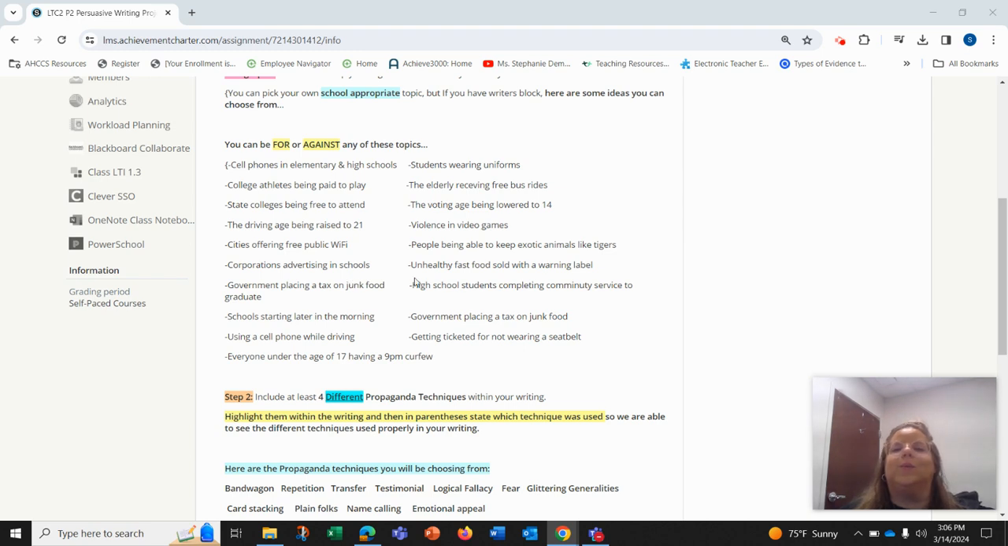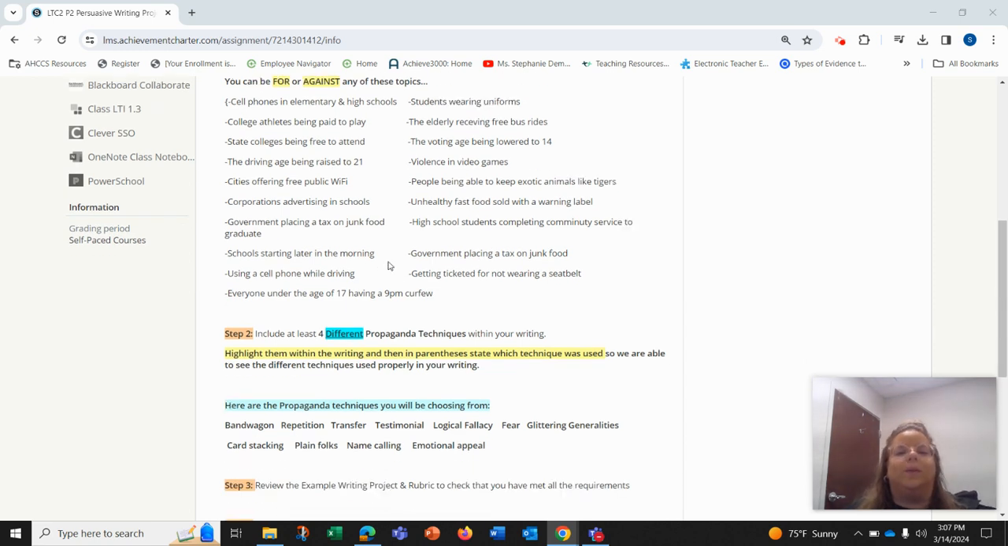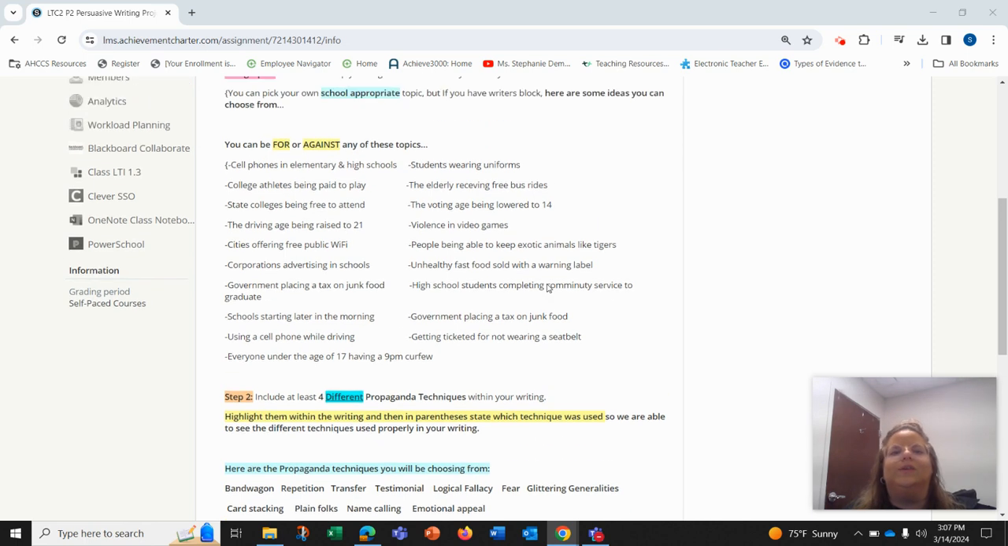corporations advertising in schools, unhealthy fast food sold with a warning label, government placing a tax on junk food, high school students completing community service to graduate, schools starting later in the morning, using a cell phone while driving, getting ticketed for not wearing a seatbelt, and everyone having a curfew of 9 p.m. under the age of 17. So these are just some topics, and you can pick one from that list if you're having trouble coming up with your own school appropriate topic.